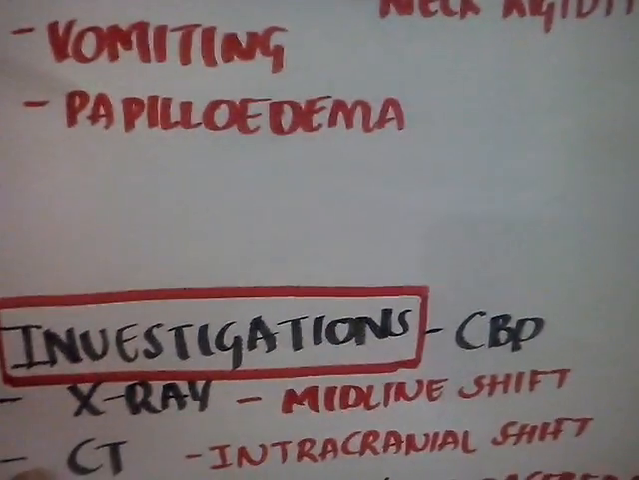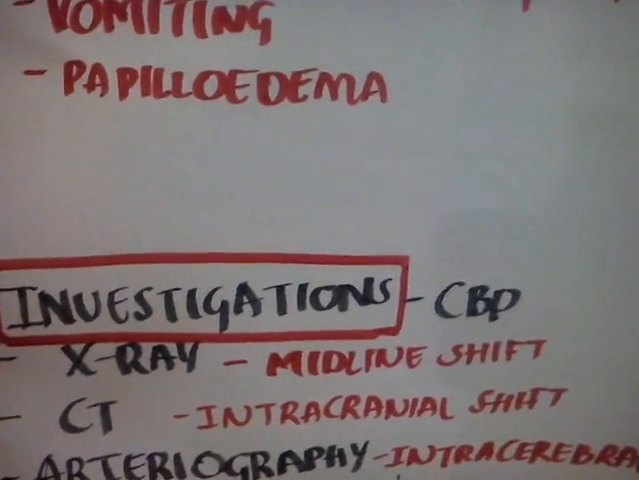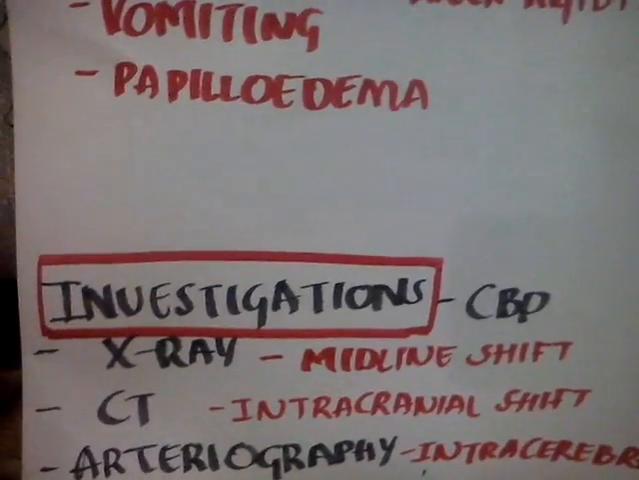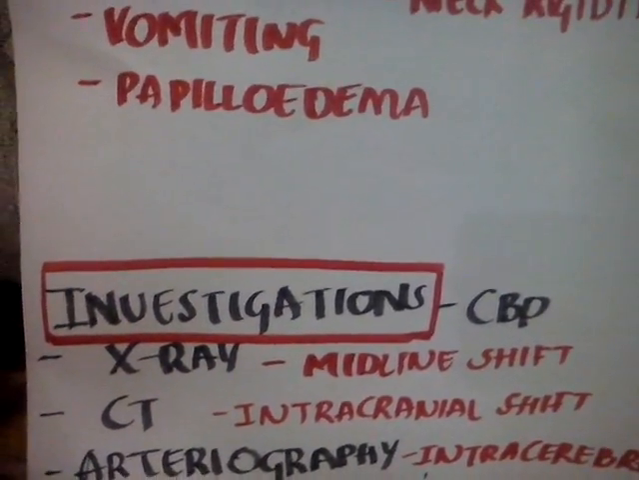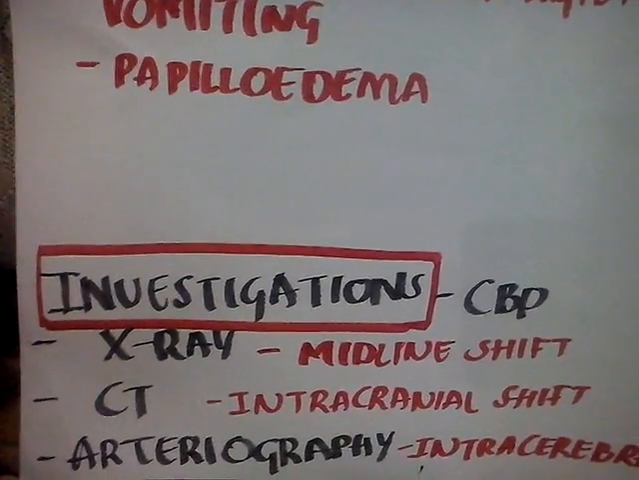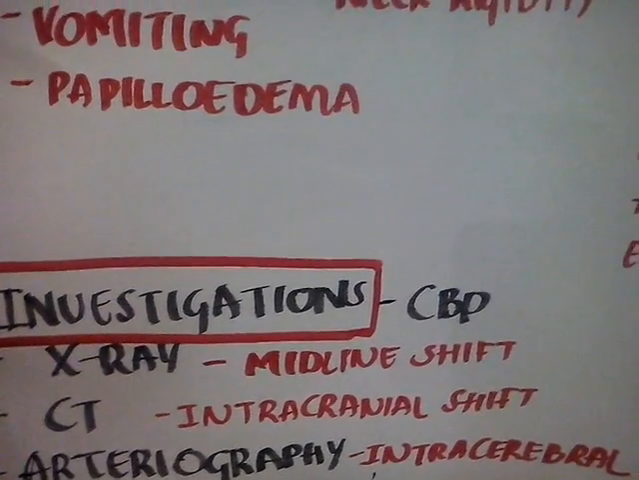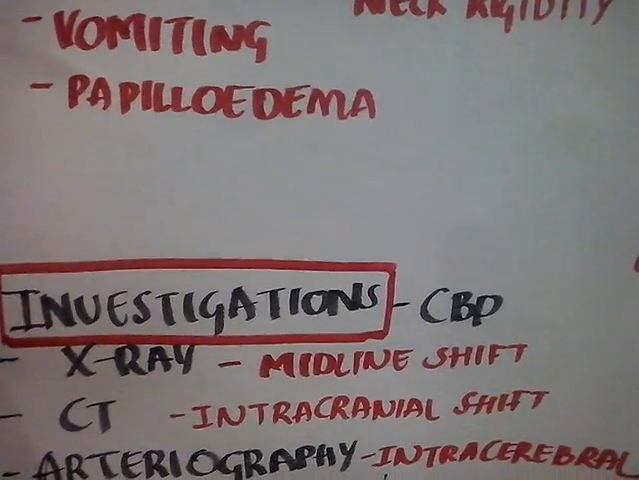Coming to the investigations. Complete blood picture. There is increase in ESR and increased polymorphonuclear leukocytes. X-ray skull. It shows midline shift if pineal gland is calcified. CT scan shows intracranial shifts. Arteriography. It shows intracerebral shifts, avascular areas and highly vascular areas.